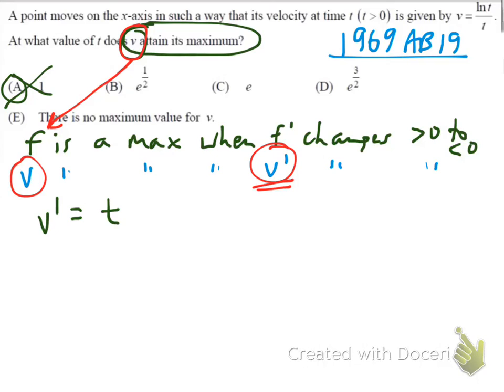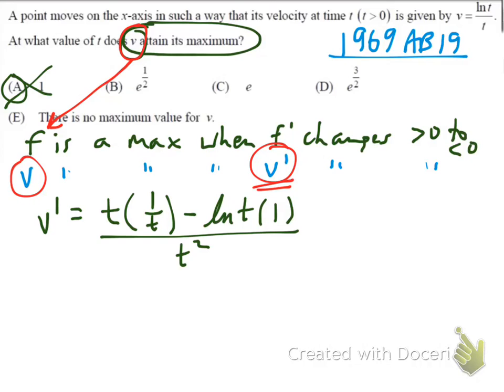So we have the low multiplied by the derivative of ln of t, which is 1 over t. So low d high minus the high, ln of t, multiplied by the derivative of the low, the derivative of t, which is just 1. Okay, all over the denominator squared, low squared. So we just get 1 minus ln of t all over t squared.